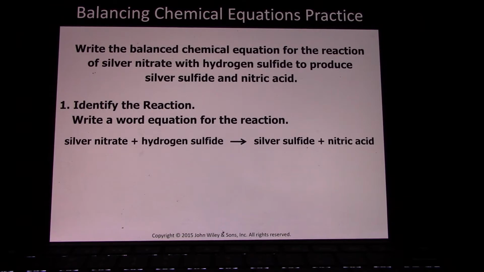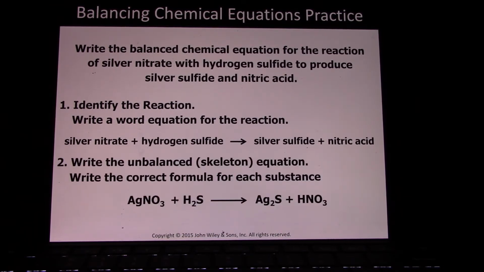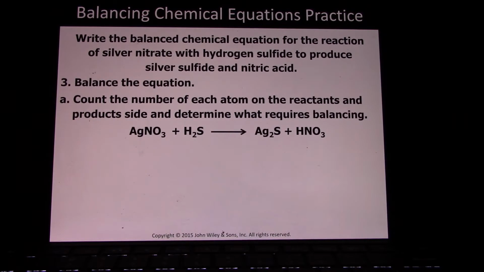So let's do another one. Silver nitrate reacts with hydrogen sulfide to produce silver sulfide and nitric acid. We first put down our skeleton equation. And now we see there's 1 silver on the left, but 2 silvers on the right. So we'll put a 2 there.